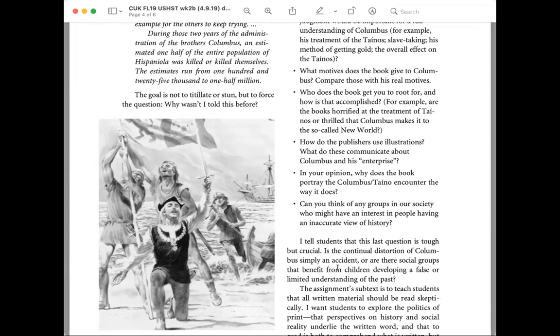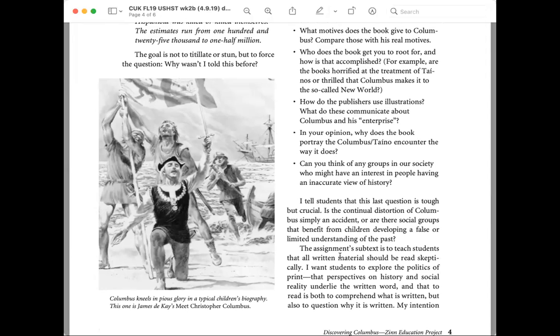This is from a typical American school book. You see Christopher Columbus there, right? Bringing civilization in glory. Columbus kneels in pious glory in a typical children's biography. This one is James DeKay's Meet Christopher Columbus. So this is what a small child going to school in the United States would read about Christopher Columbus.